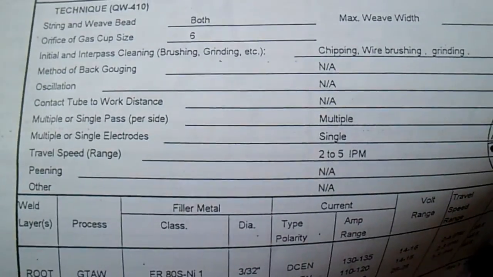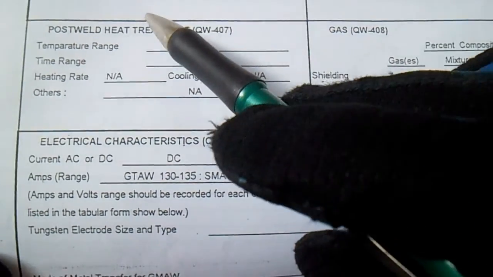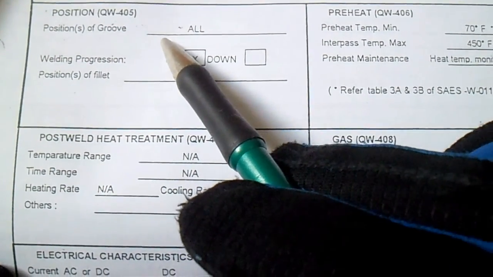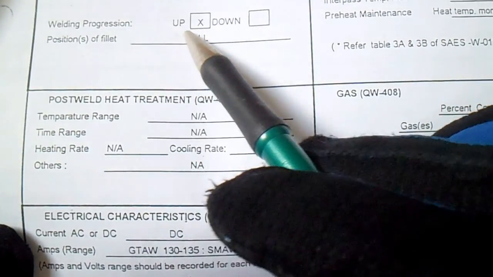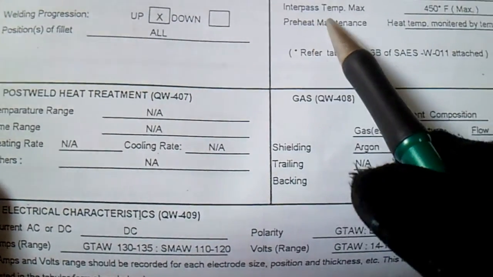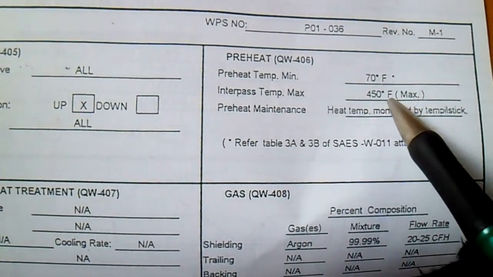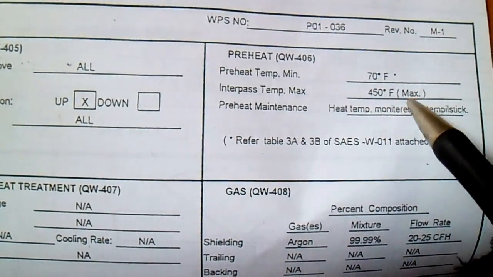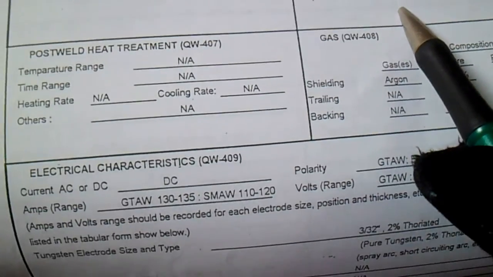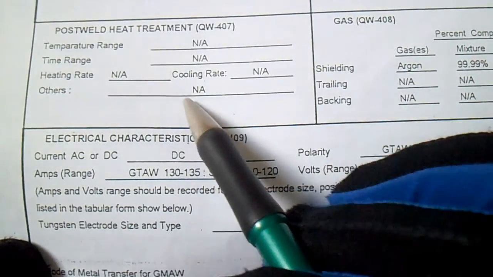So next, from the WPS we have a position. So position is all, welding progression is uphill, position fillet all, and also we have a preheat. So this is a preheat 70 degrees Fahrenheit, interpass is 450 maximum. Okay, so in the WPS they have a post weld heat treatment, so they have NA, non-applicable.